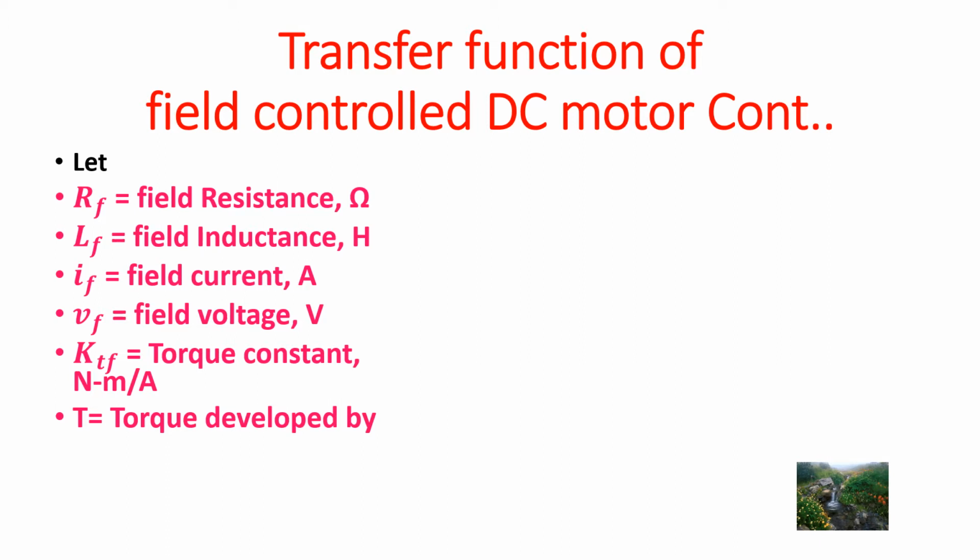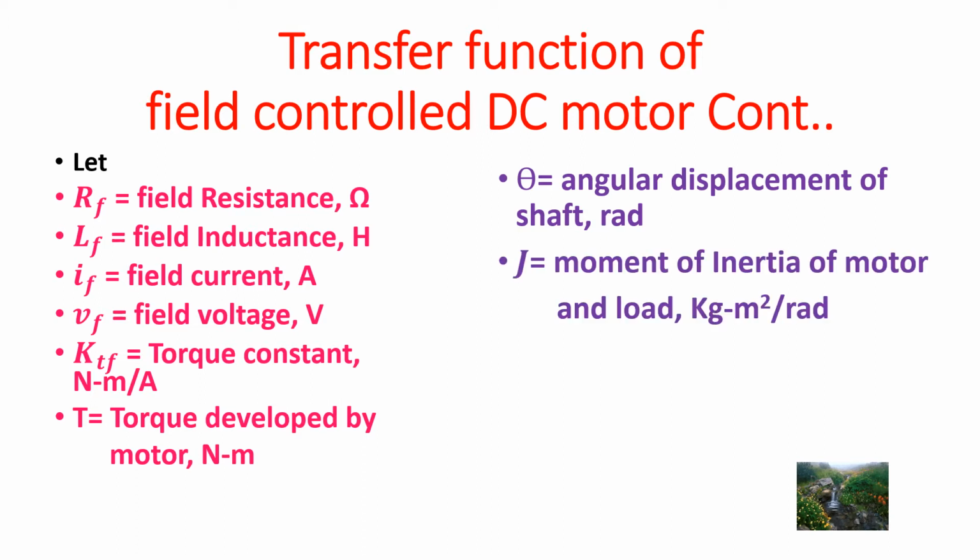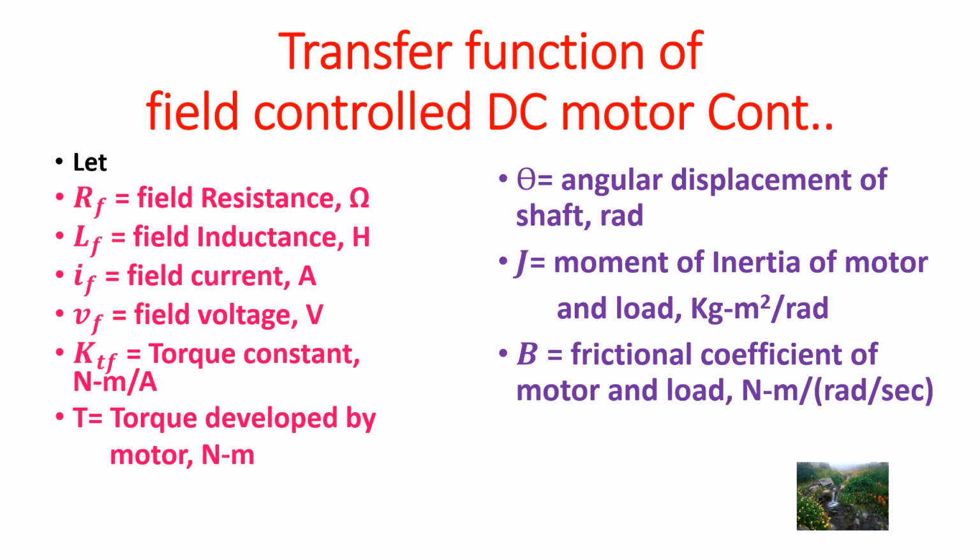T is the torque developed by the motor, its unit is Newton meter. Theta is the angular displacement of the shaft, its unit is radians. J is the moment of inertia of the motor and load, its unit is kg meter square per radian. B is the frictional coefficient of the motor and load, its unit is Newton meter per radian per second.